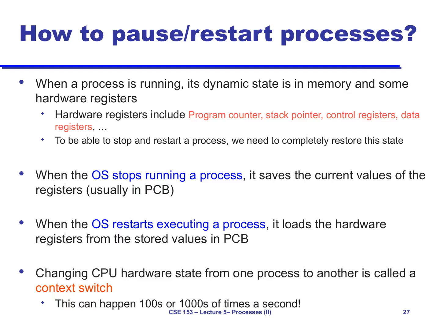To pause or restart processes, the OS saves the hardware registers to the PCB when a process is stopped and loads these registers to the hardware when a process restarts. Changing the CPU hardware state from one process to another is called a context switch.